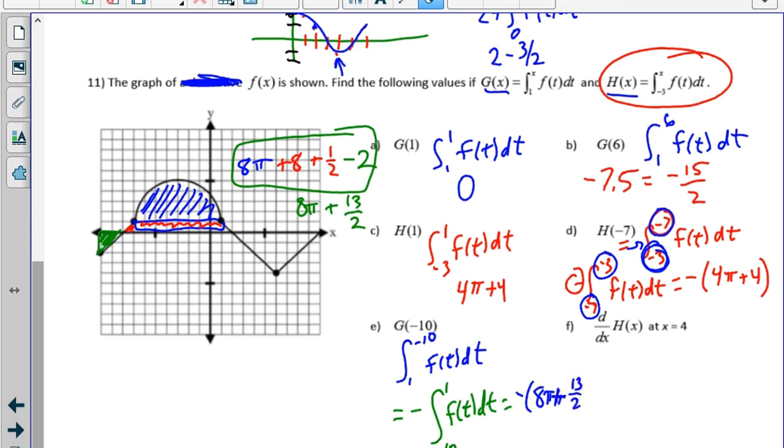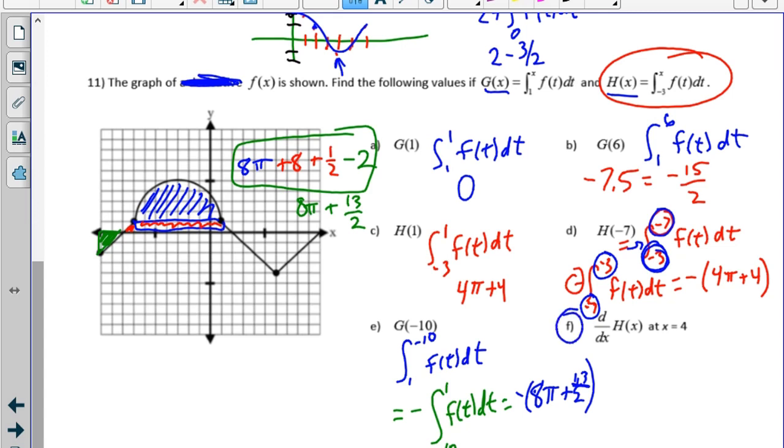That looks terrible. Negative 8 pi plus 13 halves looks terrible too, but you're going to have to live with it. Or I could distribute the negative and get negative 8 pi minus 13 halves.